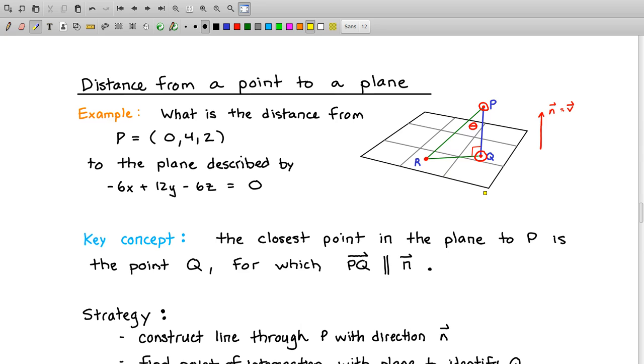Straightforward, direct, step-by-step process. What do I know about the shortest distance? Oh, it's perpendicular. Do I have that direction? Oh yeah, it's the normal to the plane. So I can construct a line. And then I know how to find the intersection of a line and a plane. And I know how to calculate the distance then between the resulting two points.